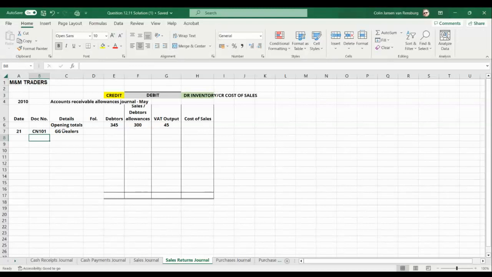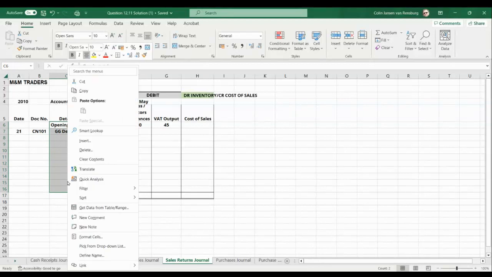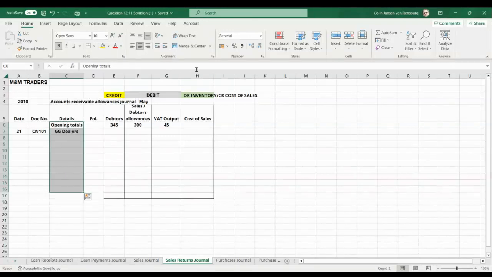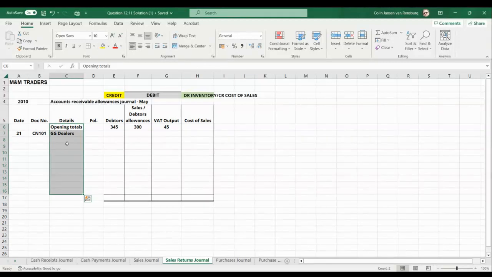Like we said, we're not going to show it in every case, but once in a while, let's put in the document number again so that we know how to do it and when to do it and so on. Right. So GG Dealers. I want it left on the left hand side, not centered. Okay. GG Dealers. So now let's go and have a look.